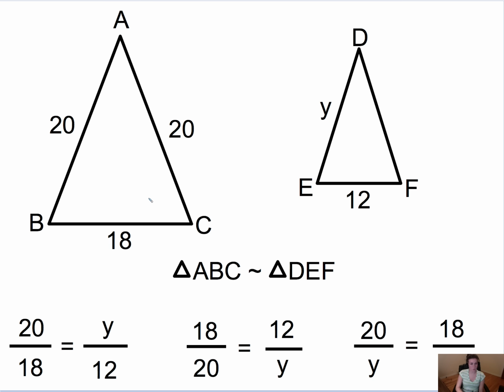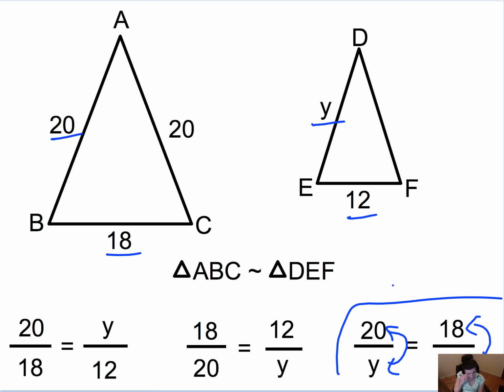Another way to do it would be, looking at this one, 20 over y. So we started with the triangle ABC and then we did triangle DEF, but then I need to make sure that I put the 18 on top in the other one so that the triangle ABC is on top in both ratios, so it'd be 18 over 12. You could also flip this one upside down, so it'd be y over 20 equals 12 over 18. Like I said, many ways to do this.